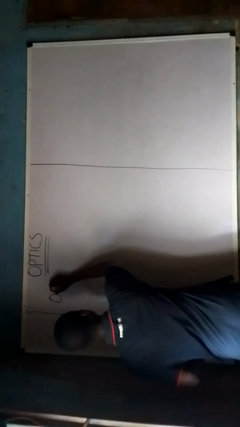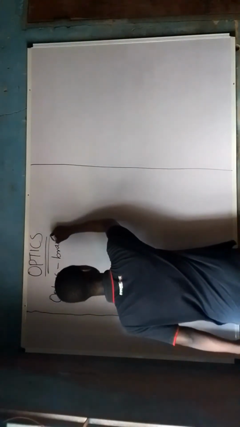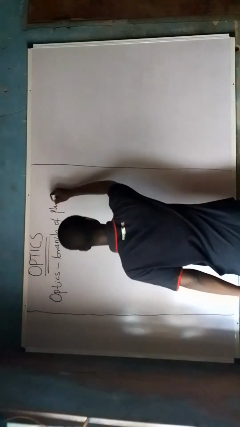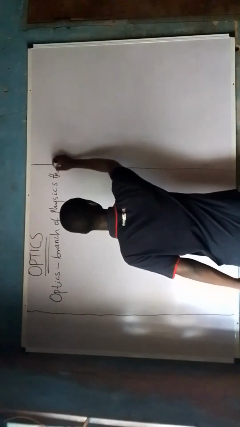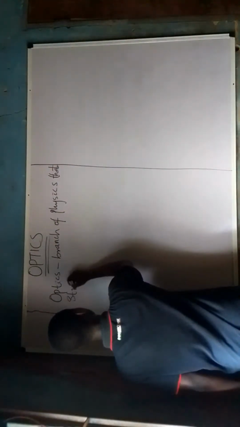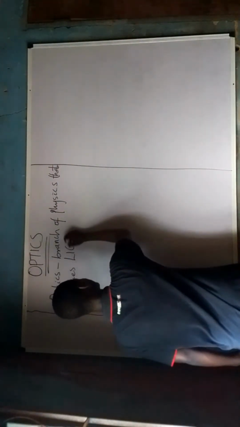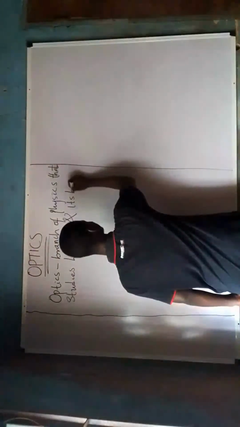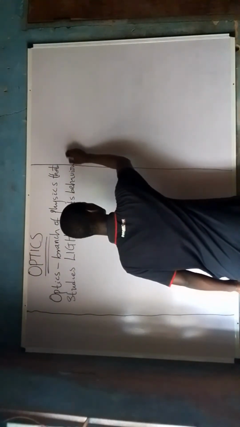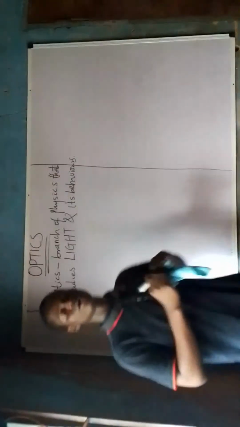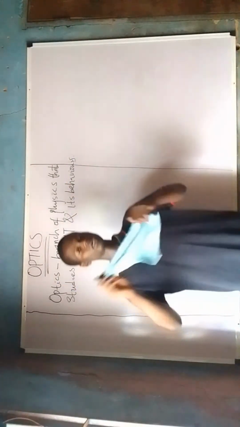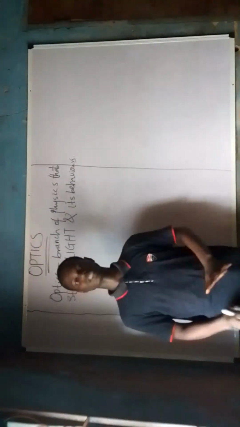What is optics basically? We are just revising what we should have already known. Optics is a branch of physics that studies light and its behavior. That is basically what optics is all about. We are going to be focusing on how light behaves when it passes through a certain medium, when it hits a surface, and how it behaves in different cases. That is what optics is devoted to.